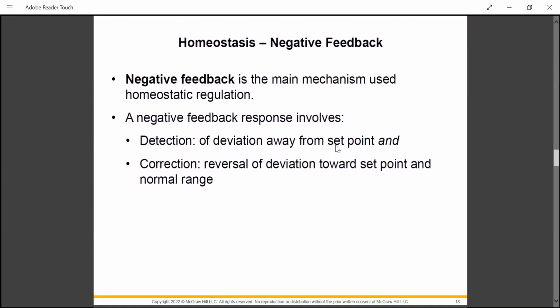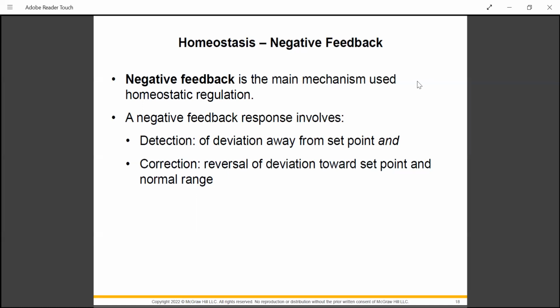So there's two types of feedback. There's negative feedback, which is the type of feedback used in the example we just talked about with temperature. And there's positive feedback. Negative feedback by far is the most common type of feedback. And we call it negative feedback because it's going to be a reversal of whatever deviation is happening.